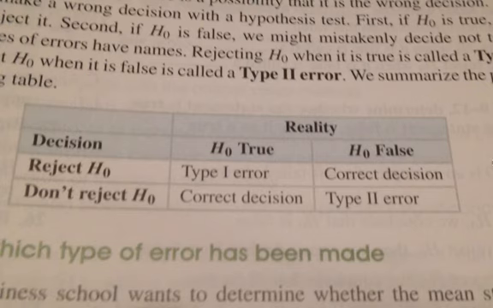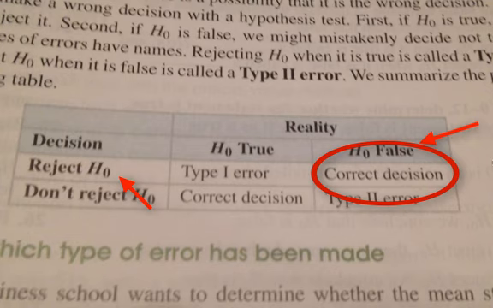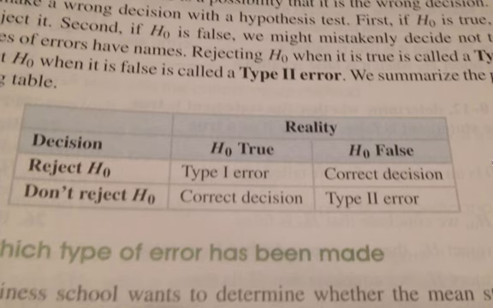If you're looking at the top, you see the word reality, the actual truth of your experiment. In reality, H0, the null hypothesis, could be true or could be false. If your decision is to reject H0 because the numbers say so, and in fact H0 was false, then you made the right decision. You can see this in the corner there. But if you decide to reject H0 when in fact H0 was true, you made a type 1 error. You rejected H0, you said H0 is not true, but H0 was true: type 1 error.